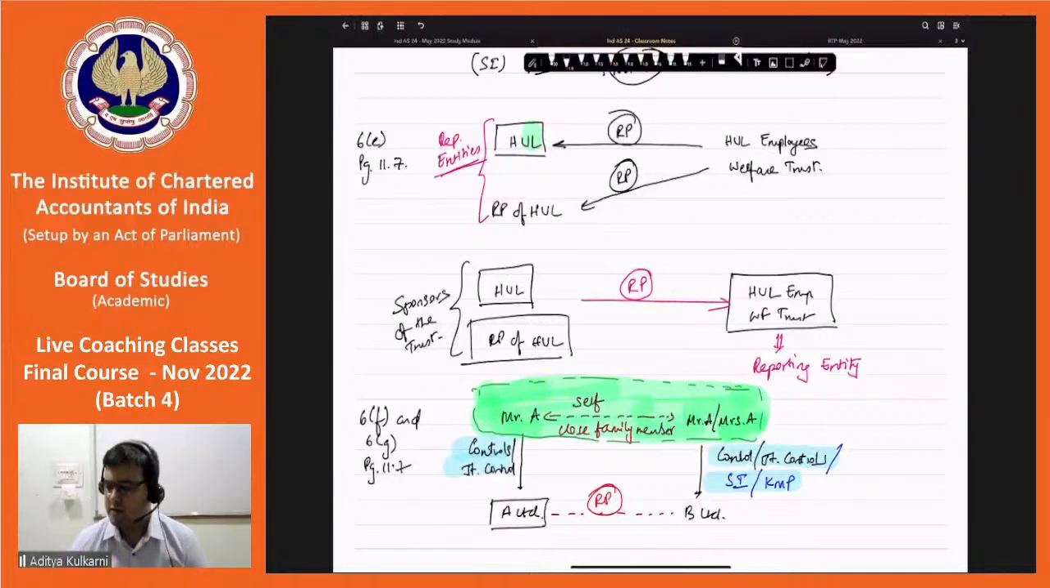Yes sir. 6F 6G summary is what is there in this chart. If Mr. A controls or jointly controls one company and simultaneously Mr. A or any of his close family member controls or jointly controls or significantly influences or is a KMP of another company, then both the entities are related to each other.